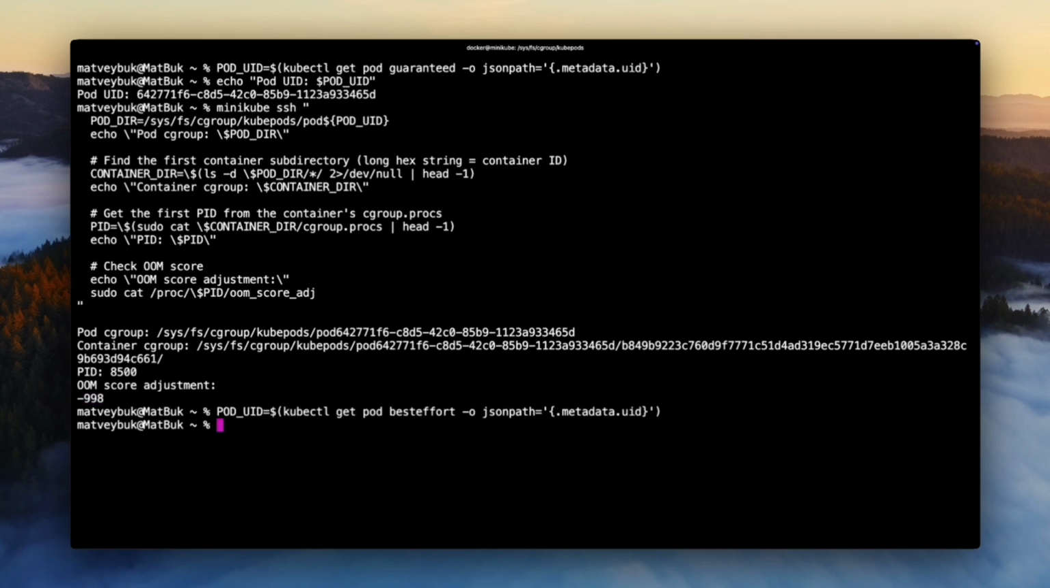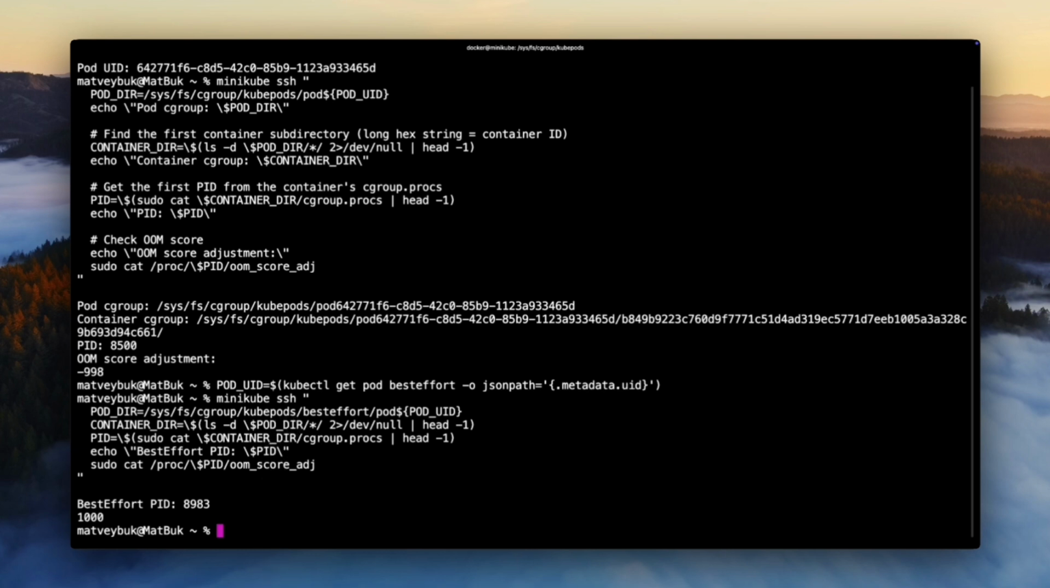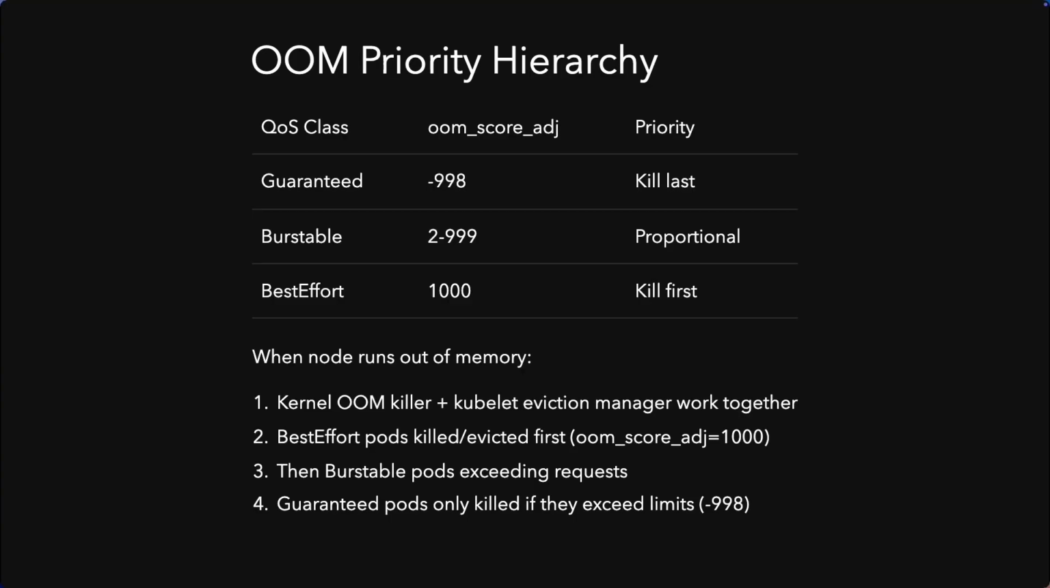So we see that the guaranteed pod has OOM score adjustment minus 998. Then compare with the best effort, same approach, we see that it equals 1000, and there is an OOM priority hierarchy. When a node runs out of memory, the kernel OOM killer plus the kubelet eviction manager work together. Best effort pods are killed or evicted first because they have OOM score adjustment 1000. Then burstable pods exceeding requests, and then guaranteed pods are only killed if they exceed limits, because they have OOM score adjustment minus 998. And this is why quality of service classes matter.